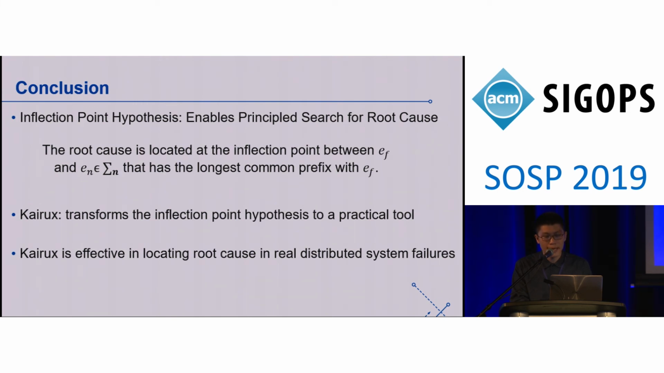To conclude, in this work, we propose the inflection point hypothesis that transforms root cause localization into a principled search problem. We further designed and implemented Charax that turns the hypothesis from a theoretical idea into a practical tool. And we show that it is effective in debugging some of the most complex distributed system bugs. And thank you. I'm ready to take questions.